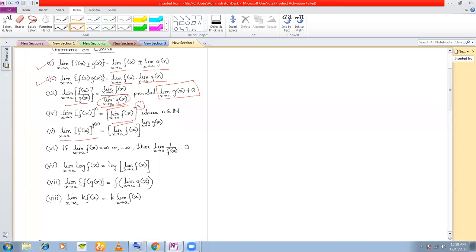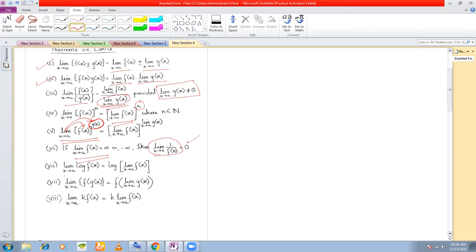Next, we'll be using this extensively also: limit x tends to a f(x) to the power of g(x). When f(x) is raised not to the power of a natural number, but in fact to the power of a function, then you can not only introduce this limit with this function, but this limit gets attached even to the power, because the power is also a function of x. Next, if limit x tends to a f(x) is infinity, that is, it does not exist finitely, or minus infinity, then we say that the reciprocal of that limit must be equal to 0. Next, limit x tends to a log f(x).